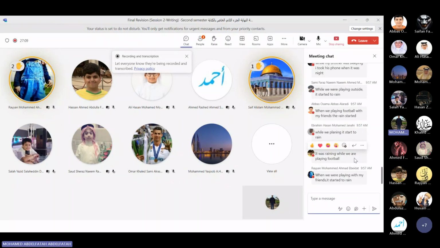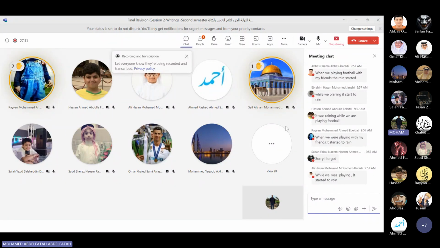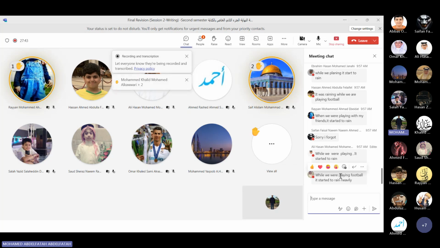It was raining while we were playing. Okay. When we were playing, not when we were playing, while we were playing. Use while with the past continuous tense. While we were playing with friends, it started to rain. Ryan, if you use while, it will be correct. Sifan, no problem. Okay. While we was, no, we were, Ali. Ali, we with the plural auxiliary verb. While we were playing, it started to rain. Bravo. Saud, while we were playing football, it started to rain.